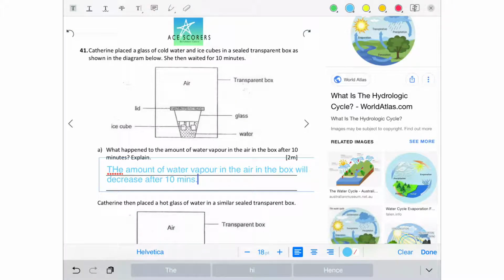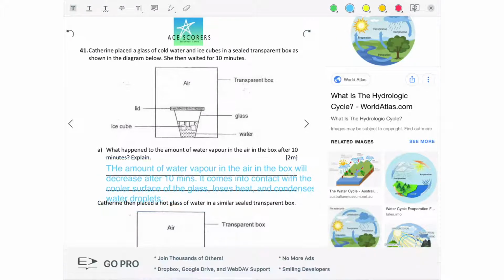Right, so we just said, we've got to explain why. Because it comes into contact with the cooler surface of the cup, of the glass, loses heat, and condenses into water droplets. You don't have to type out again, just write condensation package. Can you see that in one sentence I have everything?